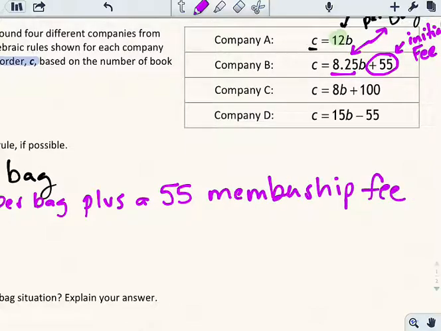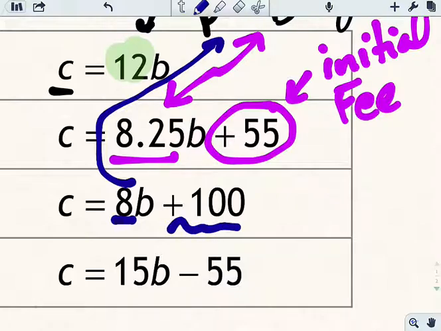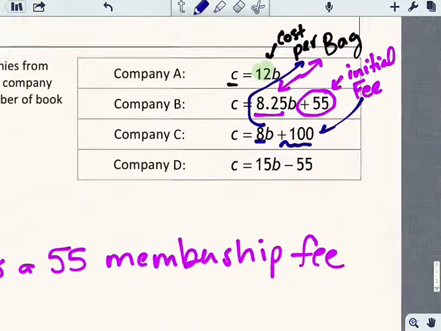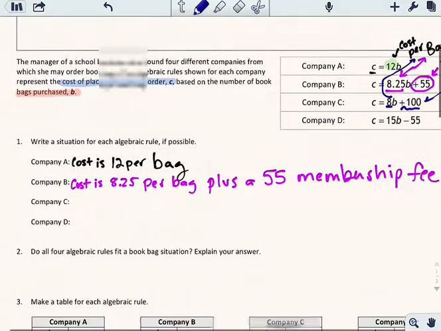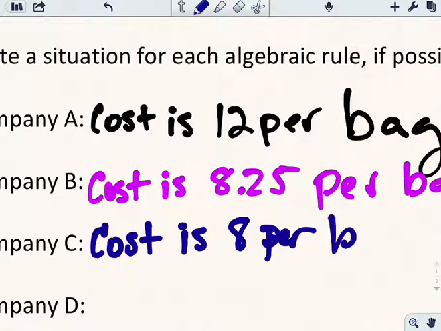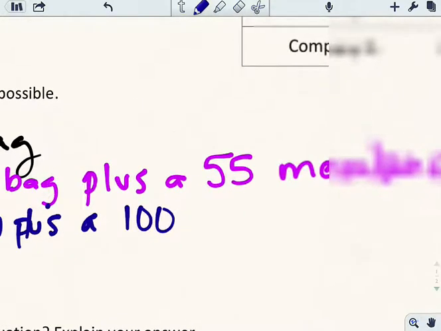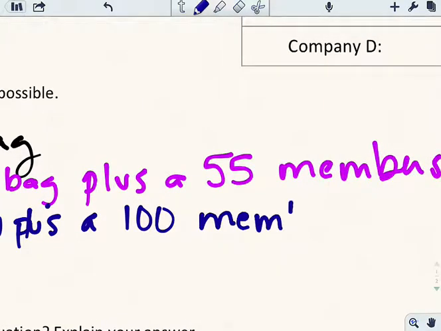Okay. Company C, well, we have a very similar situation going on here. We're going to have this cost per bag of 8, and it looks like we're going to have an initial fee of $100. So let's write a little thing, shall we? Okay, so the cost is $8 per bag, plus a $100 membership fee.